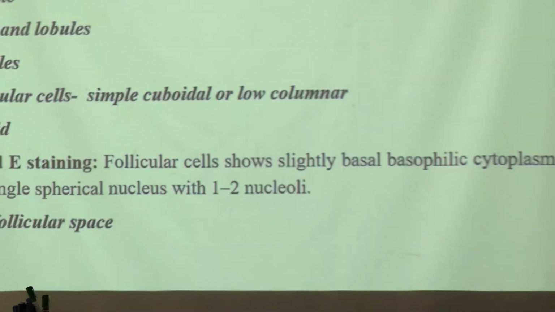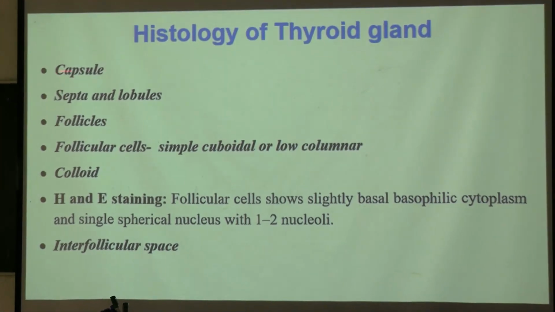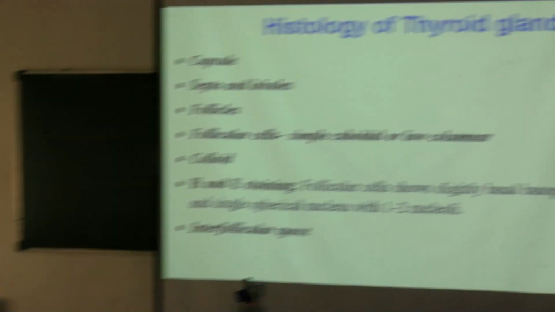So histologically it consists of all these structures. First there will be one capsule. Capsule is formed by condensation of stroma. There are two types of capsule, true capsule, false capsule. True capsule formed by condensation of the stroma, and false capsule is formed by the pretracheal layer of deep cervical fascia. Okay.